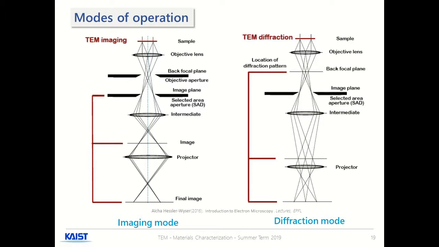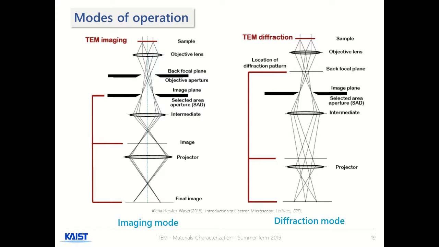If we want to look at the diffraction pattern of the sample, the intermediate lens must take the back focal plane as the object plane. If we want to look at the image of the sample, the image plane must be taken as the object plane. And how to choose what plane to take as the object plane? We simply need to vary the current in the intermediate lens to change its focal length. To switch from imaging mode to diffraction mode, one needs to weaken the strength of the intermediate lens so it will look further up and reach the back focal plane.